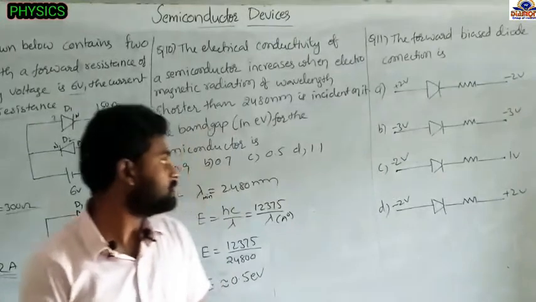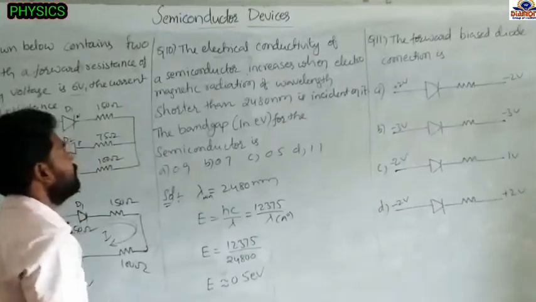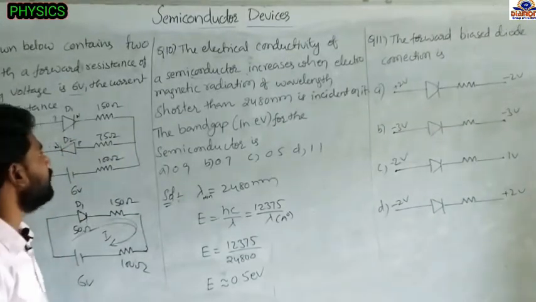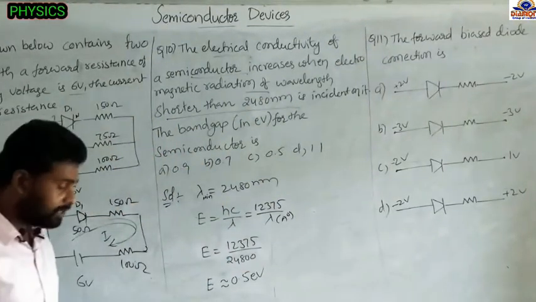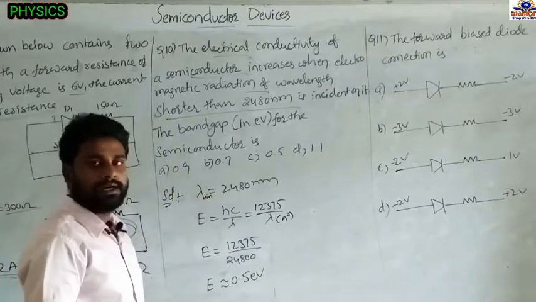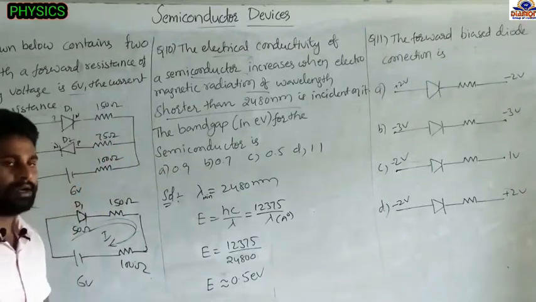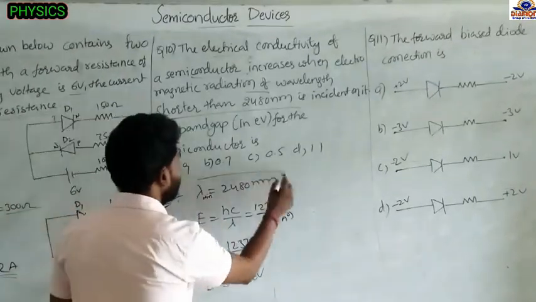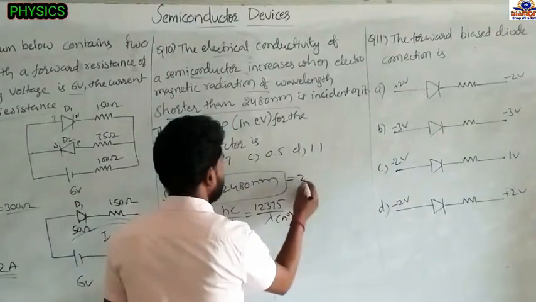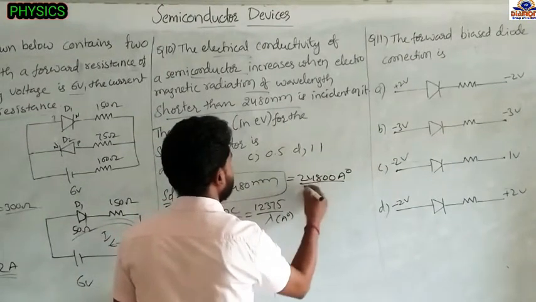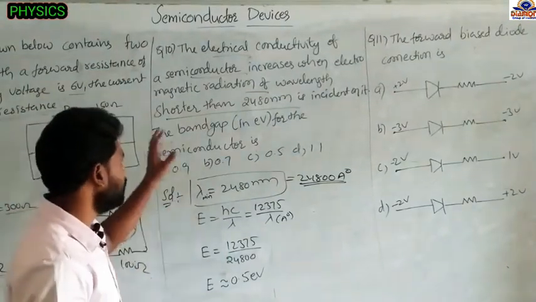Now come to the next question. The electrical conductivity of a semiconductor increases when electromagnetic radiation of wavelength shorter than 2480 nanometer is used. If the wavelength is shorter than this, then electrical conductivity increases. So we have to find the band gap. They have given the minimum wavelength, 2480 nanometers. Convert into angstroms, then 24800 angstrom. They are asking the band gap in electron volts.